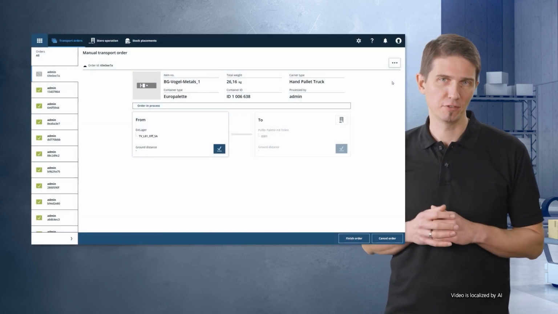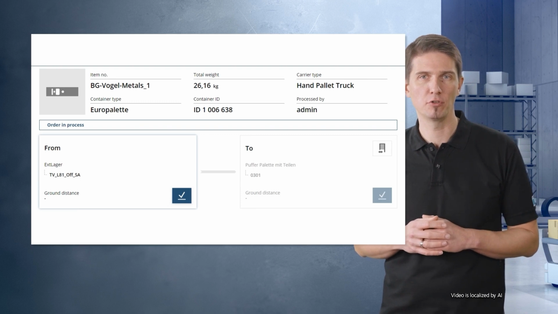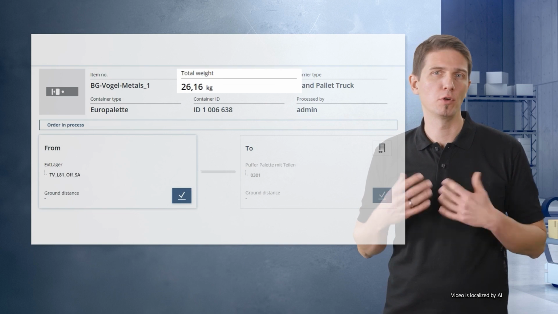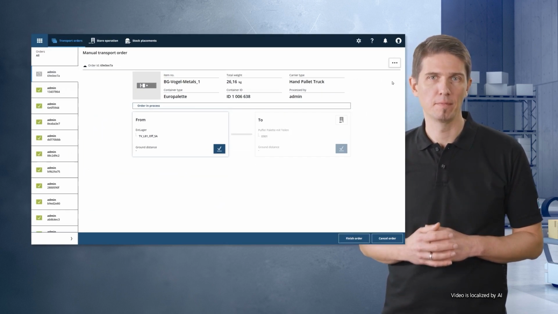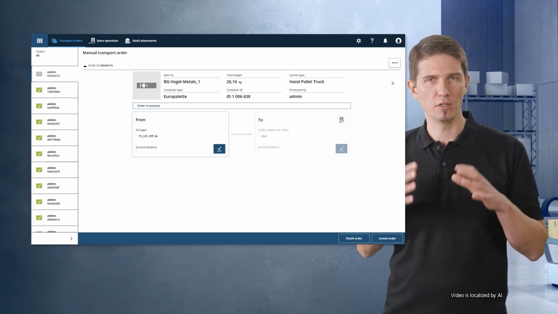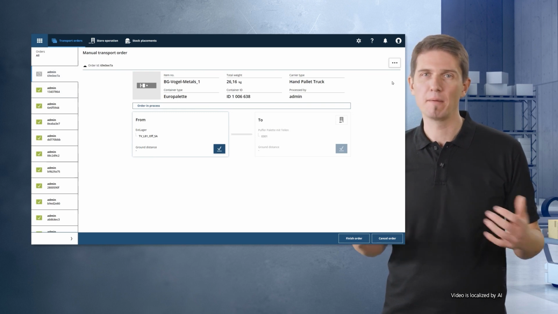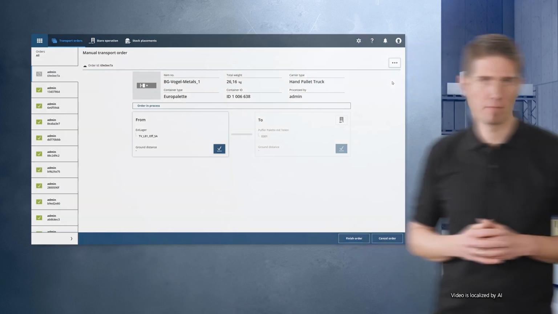When that happens, the colleague receives all the necessary information in the web app to carry out the transport order, such as pickup location, weight, and the workstation where the material needs to be delivered. This ensures that the required material is at the right place, at the right time, and in the right quantity. Machine downtime due to missing materials is a thing of the past.